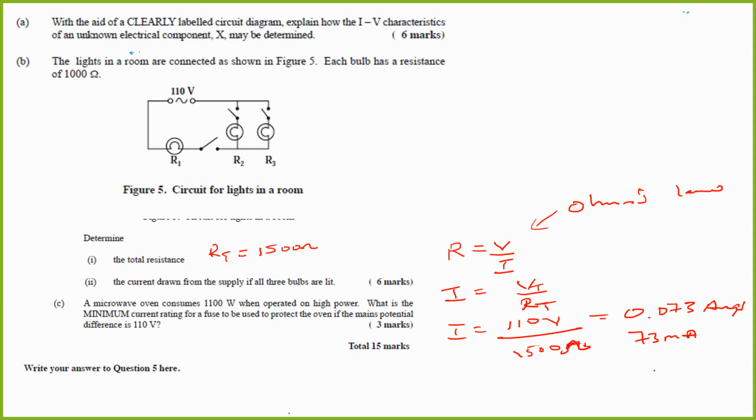Now, the question continues. It says that a microwave oven consumes 1,100 watts when operated at high power. It says, what is the minimum current rating for a fuse to be used to protect the oven if the main potential difference is 110 volts? By the way, what's the purpose of a fuse? Do you know the purpose of a fuse?